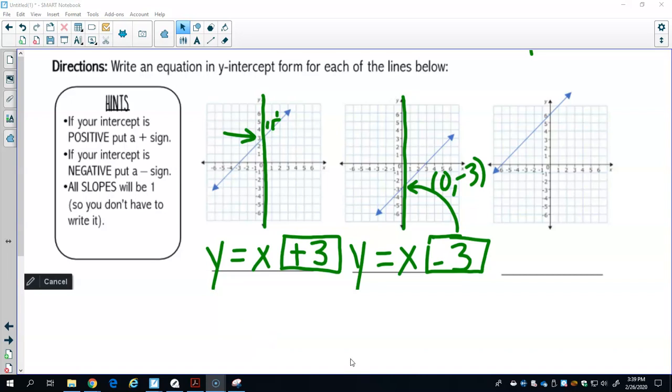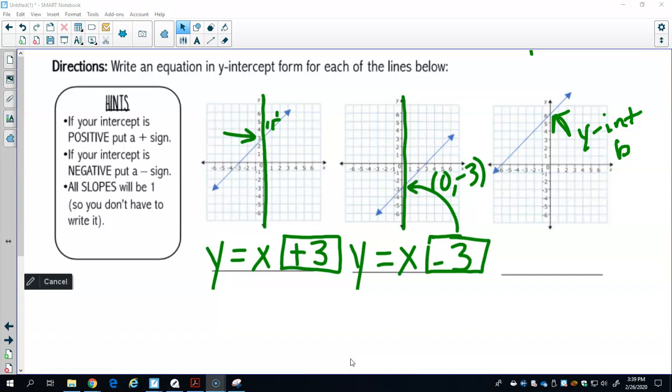So for this equation, or this graph, we are going to take a look at the y-intercept. So we're exploring y-intercept form. You can see right here, this 6 is our y-intercept, which is otherwise known as b.